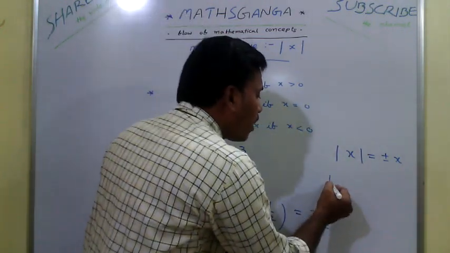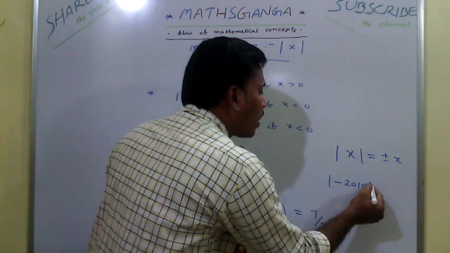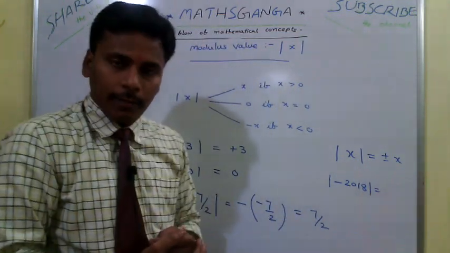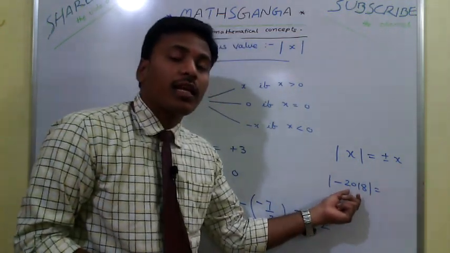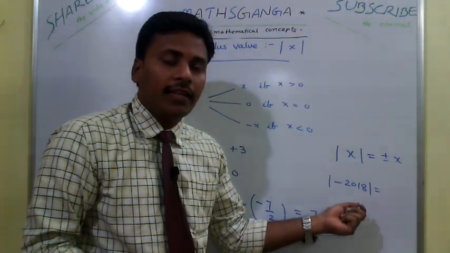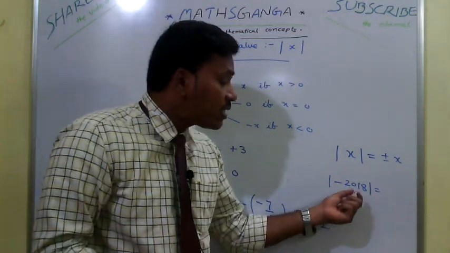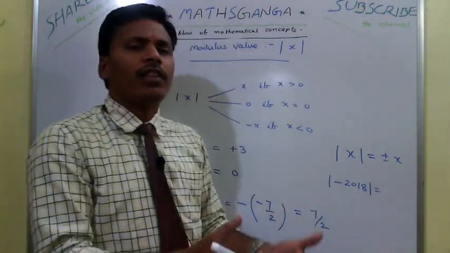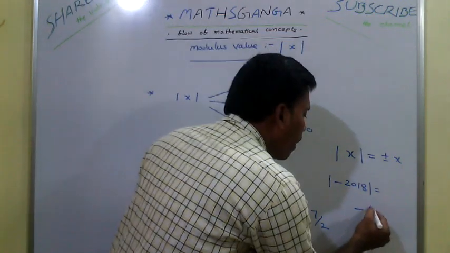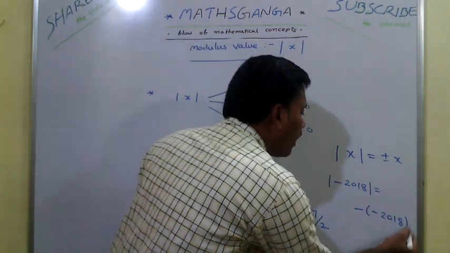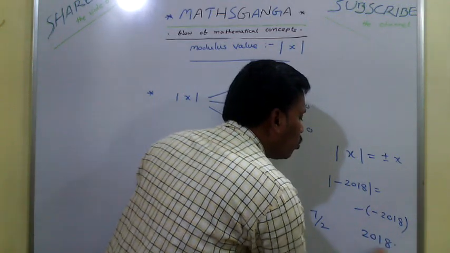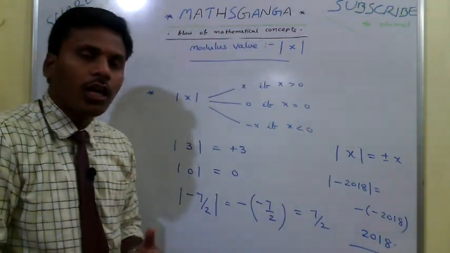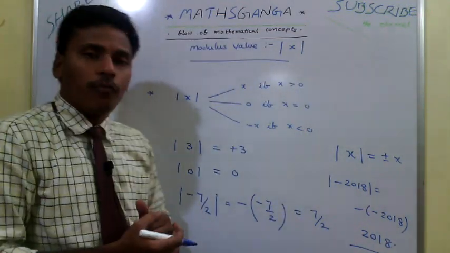In the other case, if anybody directly asks what is modulus of minus 2018, here we clearly know the input, minus 2018, it's a negative number. Since it is negative, we multiply with the negative sign and the result will be minus of minus 2018, and the output is 2018. So finally, this is the work of modulus.